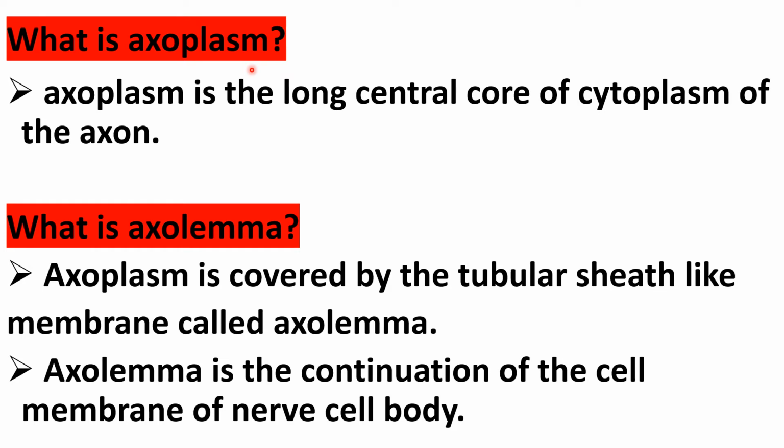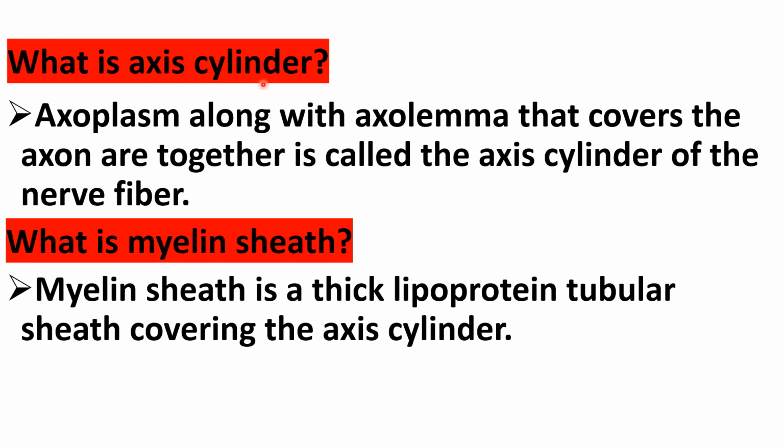What is axoplasm? So axoplasm is the long central core of cytoplasm of the axon. What is axolemma? So axoplasm is covered by the tubular sheath-like membrane called axolemma, which is the continuation of the cell membrane of nerve cell body. What is axis cylinder? So axoplasm along with the axolemma that covers the axon are together called axis cylinder of the nerve fiber. Then what is the myelin sheath? So myelin sheath is a thick lipoprotein tubular sheath covering the axis cylinder.